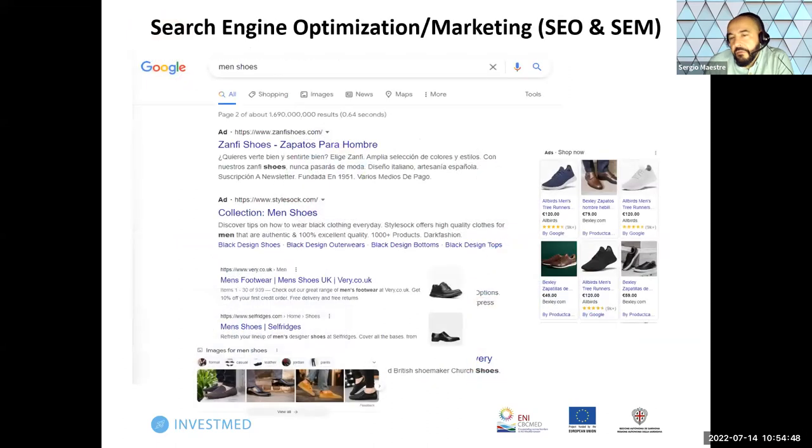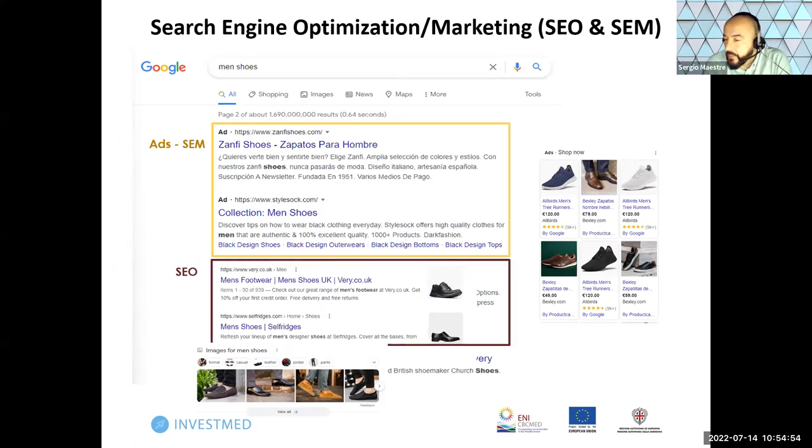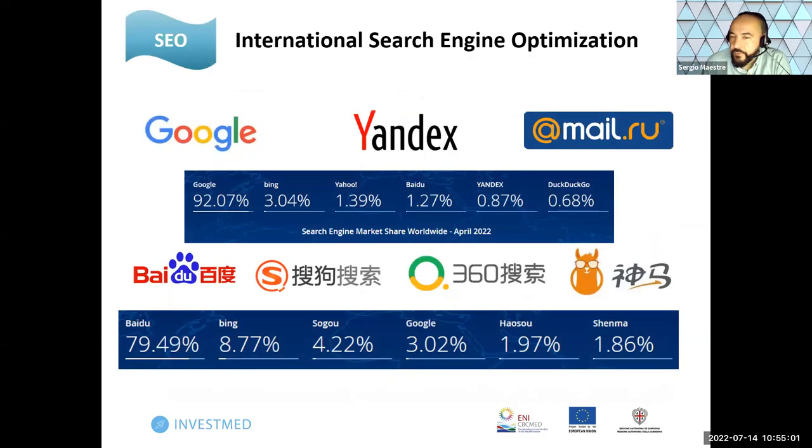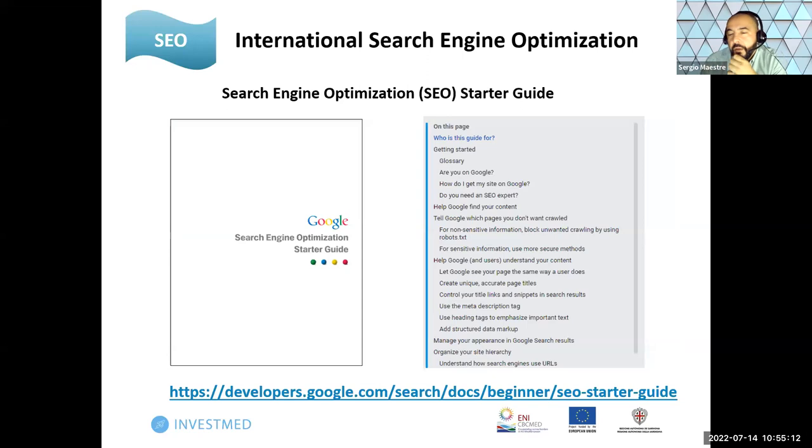You have here different ways to appear in Google: search engine marketing, search engine optimization, images, and shopping. There are also different types of search engines: Google, Yandex, Baidu, and also in China. China is a completely different world with different tools and different approaches. And we have a search engine optimization starter guide to begin in the world of search engine optimization.